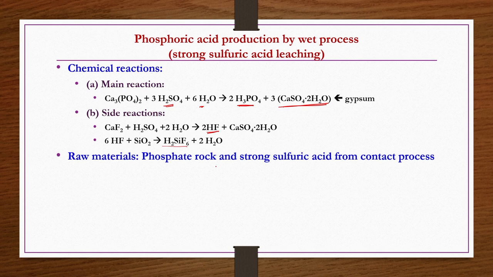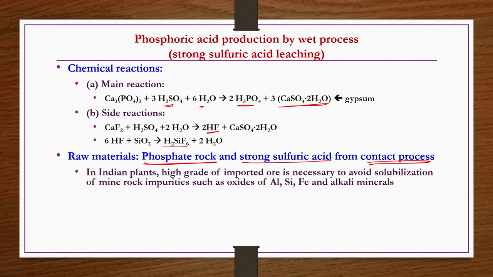Raw materials: phosphate rock obviously we are taking as the initial point, and then strong sulfuric acid from the contact process. From the contact process we can get sulfuric acid up to 93-98% purity, so that acid we can directly use in this process. In Indian plants, we need high grade imported ore, because we realize that phosphorus resources are not available in India, so we are dependent on imports.